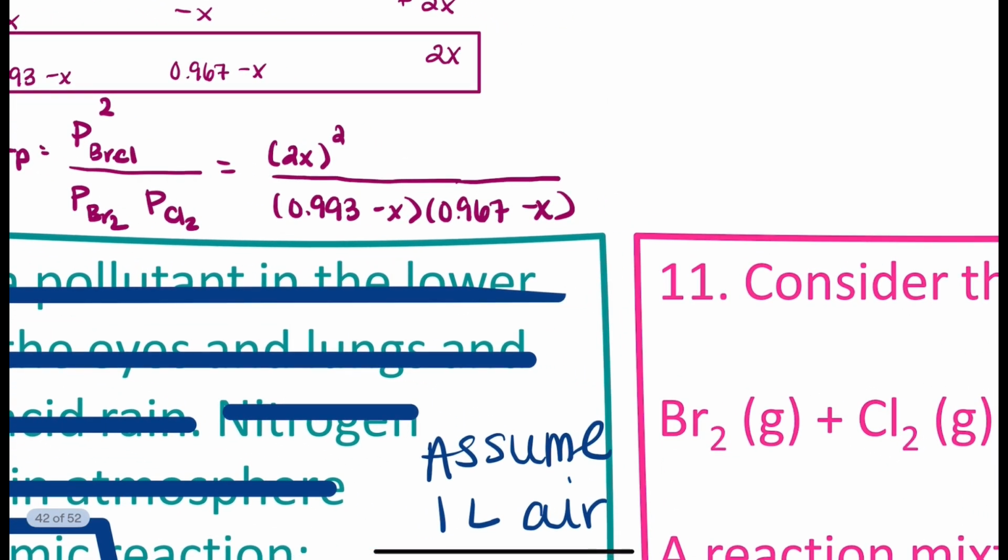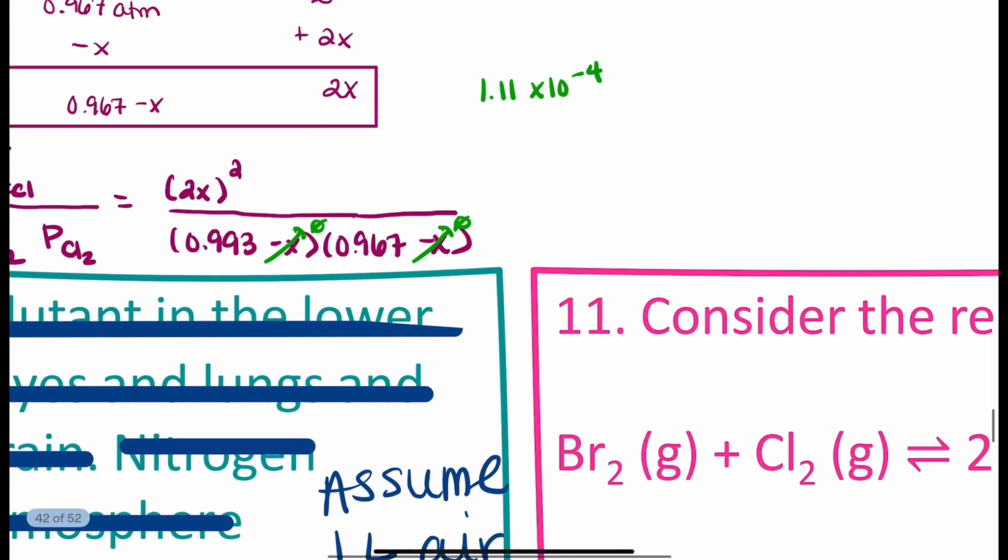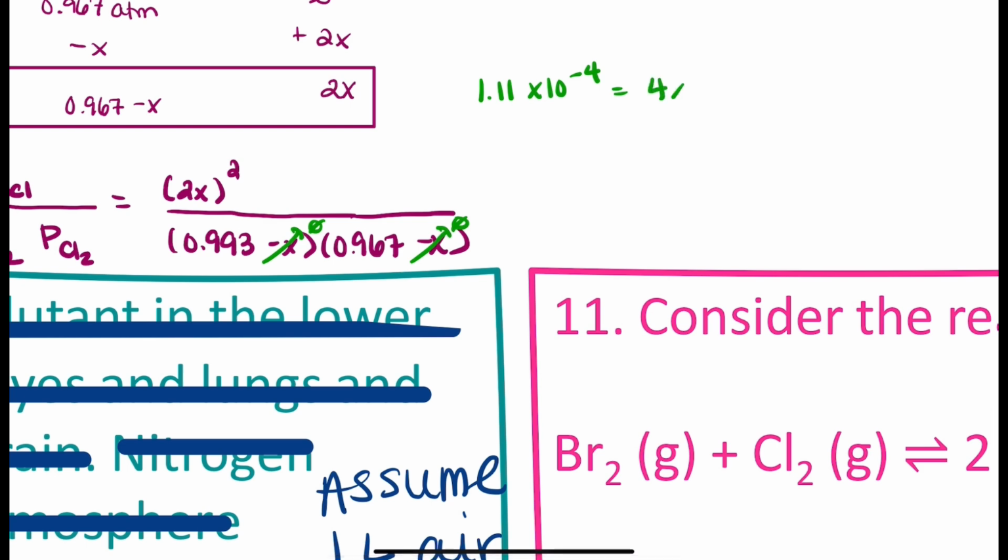I am going to do the 5% rule here. So I'm going to assume this goes to 0, assume this goes to 0. That simplifies things for me. That gives me 1.11 times 10 to the negative 4, which is the value for Kp, equal to 4x squared, again, squaring through this, divided by that 0.993 times 0.967. Solve for x and get an x value of 0.00516 atmosphere.